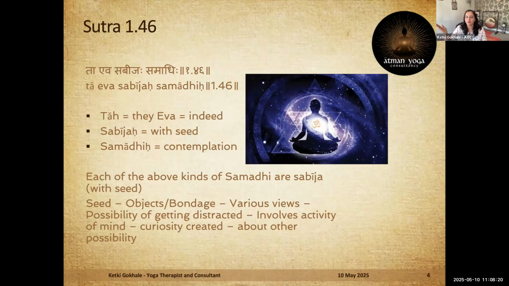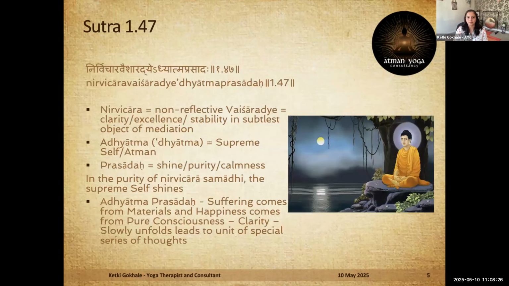Okay. So ta eva sabija samadhi. And then the next sutra is Nirvichara Vaisharadye Adhyatma Prasadaha. Nirvichara Vaisharadye Adhyatma Prasadaha.